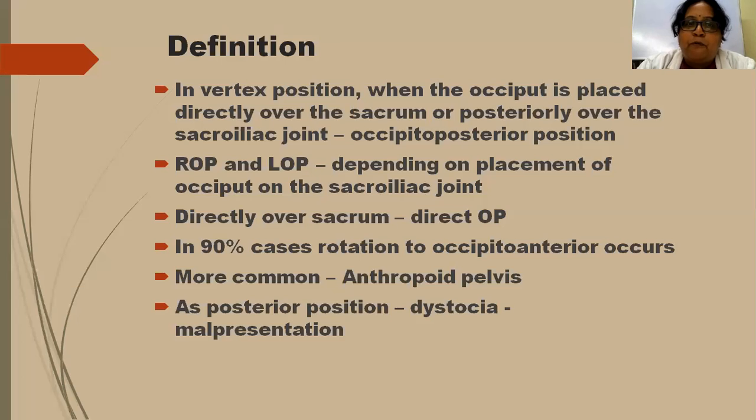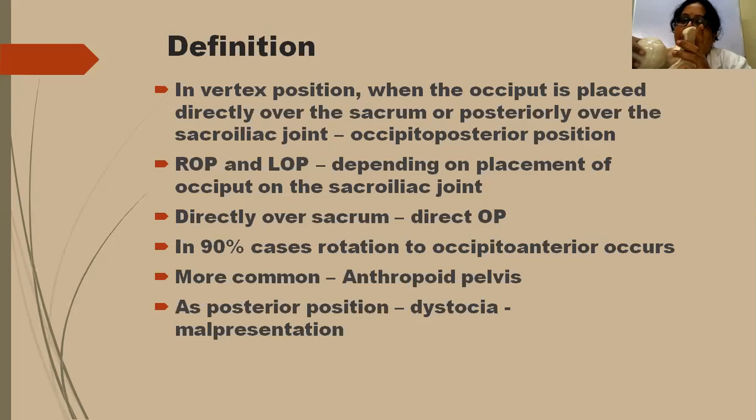So now when we talk of vertex position, we are going to talk about the occiput, which is placed behind the symphysis pubis in normal occipito-anterior position. In the normal vertex position, this is the pelvis, so this occiput is placed anteriorly like this, behind the symphysis pubis.